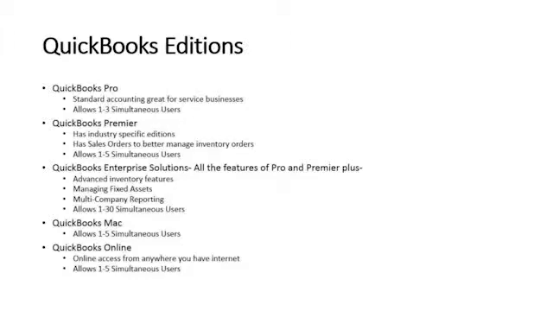QuickBooks Enterprise Solutions is the 3rd level up. It has all the features of Pro and Premier, and it also allows from 1 user to 30 users. It has advanced inventory functions that are available for extra charge. It also allows you to manage fixed assets, allows multi-company reporting, and so much more. There's QuickBooks for Mac, which is pretty much the same thing as QuickBooks Pro, but it's on the Mac platform, and it allows 1 through 5 users. Last but not least is QuickBooks Online, which allows you access from anywhere online. It allows 1 to 5 simultaneous users based on the subscription that you pay for.